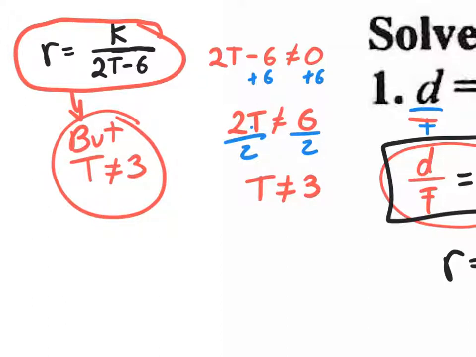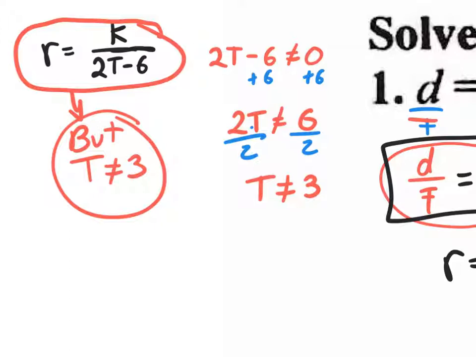Now, why do I want to say that t cannot be 3? Because if t were actually 3, if you plug in 3, 2 times 3 is 6, and 6 minus 6 is 0, and we know that you cannot have a 0 in the denominator because that would make it undefined. Does that kind of make sense? Again, the whole purpose, solving is easy. You get the letter by itself on one side. To get rid of something, you do the opposite. What you do to one side, you do to the other.